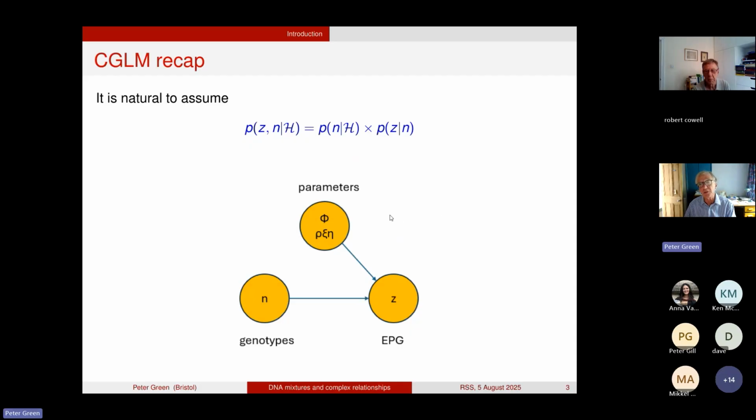And it's natural to assume, and we do pretty much throughout, that the process by which this joint model is created factorizes into 2 conditionally independent parts: the process that generates the electropherogram given the genotype profiles, and the process that governs who is in the sample in the first place.